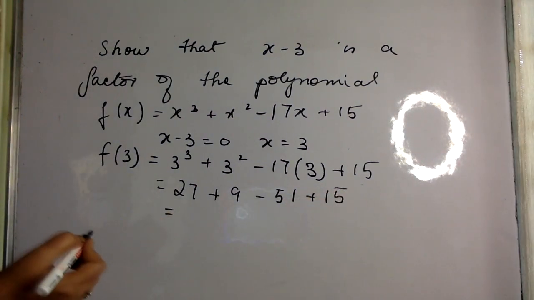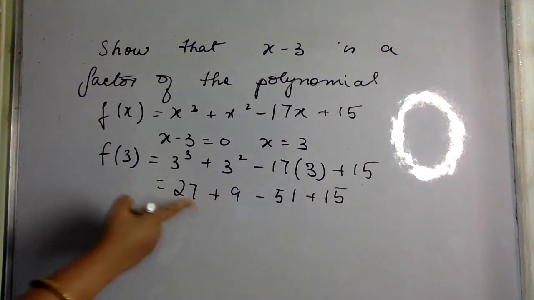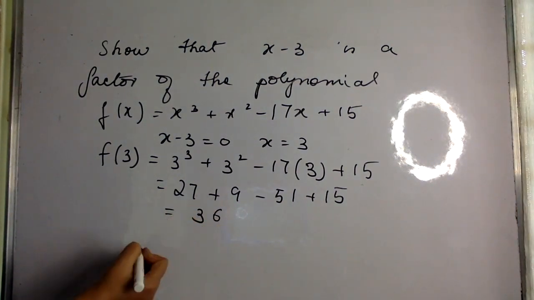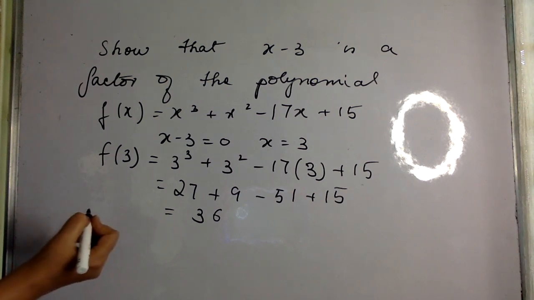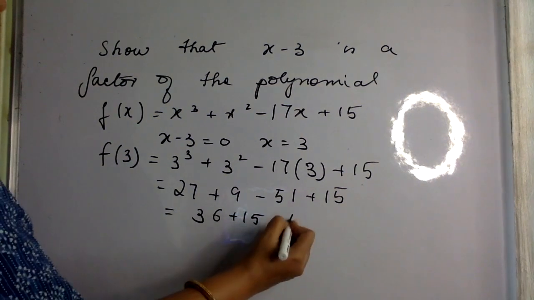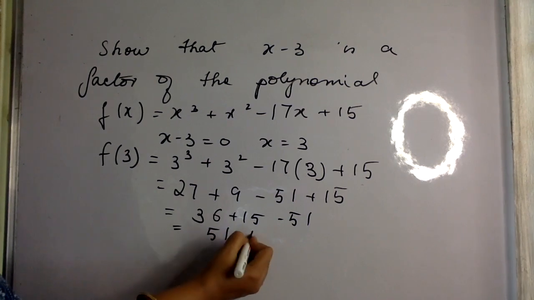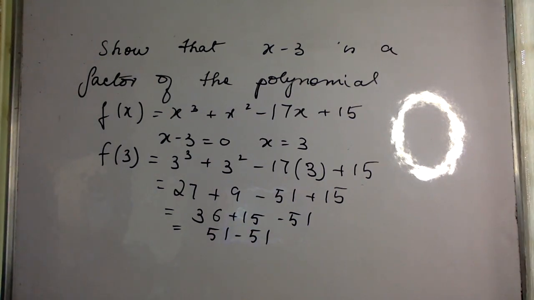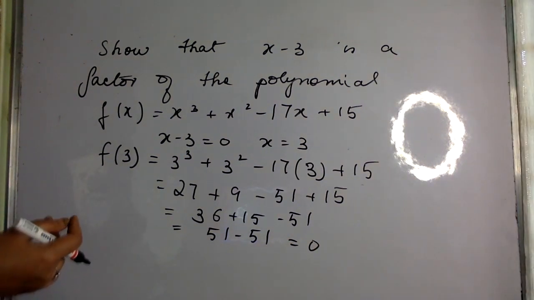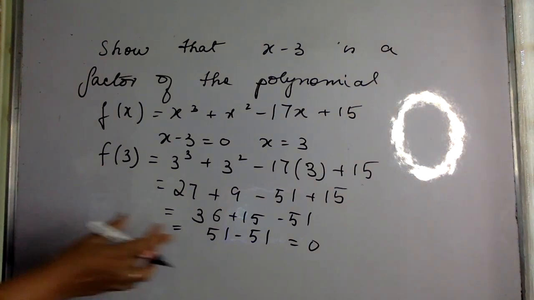This is how much? This is 27 plus 9, that gives me a 36. Okay, and after 36 plus 15 minus 51, how much is it? 51 minus 51. Okay, so when I get 51 minus 51, this is equal to 0. So what do I see from here? From here I see that the remainder has turned out to be 0.